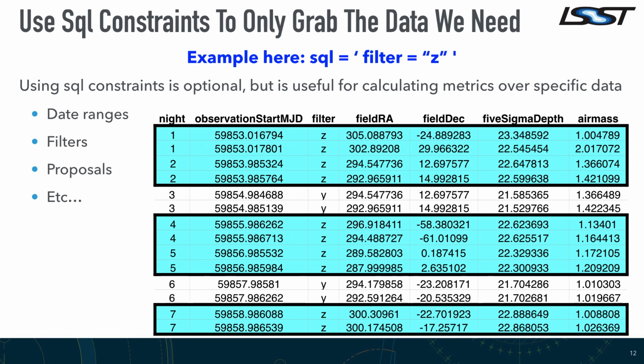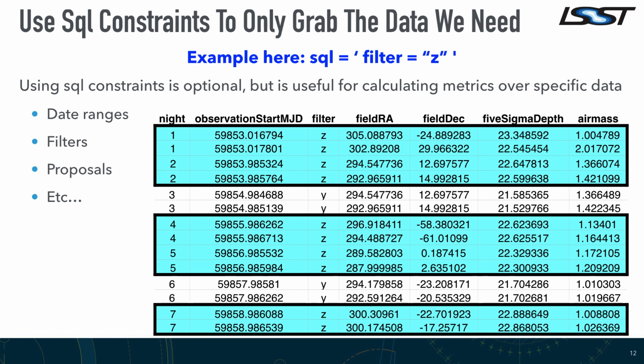So again, you can see this is very simple, but you could do all sorts of interesting things with SQL constraints. You can do things like grab very specific date ranges. You can actually use this to get very specific proposals. So let's say you just wanted to measure something in the wide, fast, deep area or in the deep drilling fields. It's these SQL constraints that would allow you to do that. But for this case, I wanted to highlight a very simple case of just grabbing the Z filter because it's something we can all relate to right away.